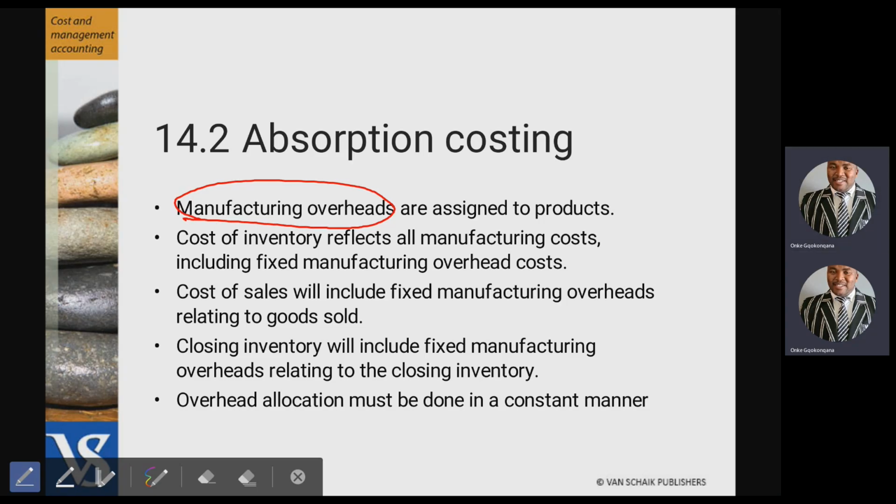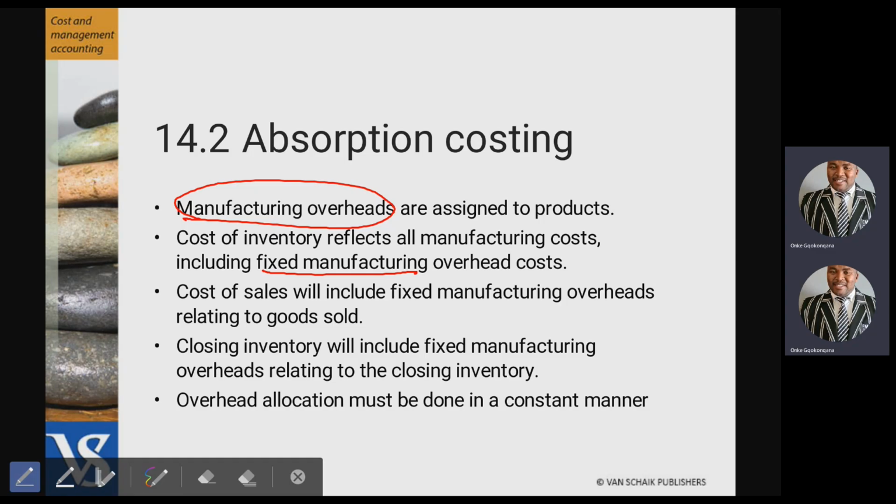Then the cost of inventory reflects all manufacturing cost, including the fixed manufacturing cost. So it's not only the variable manufacturing overheads. Cost of sales will include fixed manufacturing overheads relating to goods sold. Closing inventory will include fixed manufacturing overheads relating to the closing inventory. Overheads allocation must be done in a consistent manner.